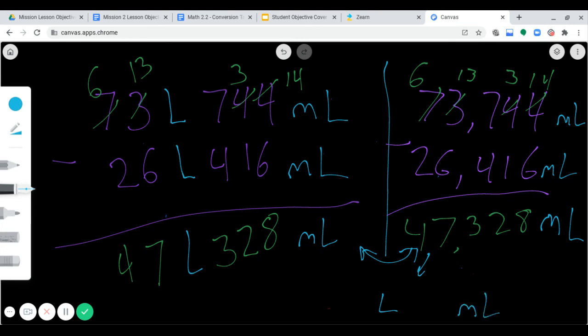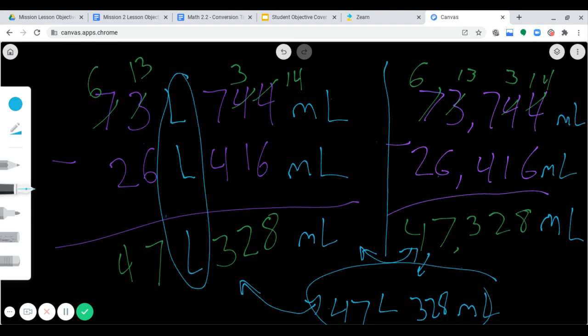Well, 47,328. There's 1,000 milliliters in a liter. So that's 47 liters. And then what am I left with? 328 milliliters. So notice it's the same answer. It's two different ways to go about the same thing. It's just if you're more comfortable without converting them first and then just bringing down your labels, or whether you want to convert them all first and then convert them back at the end. It's whatever works best for you, whatever you find you're going to find the most success with.